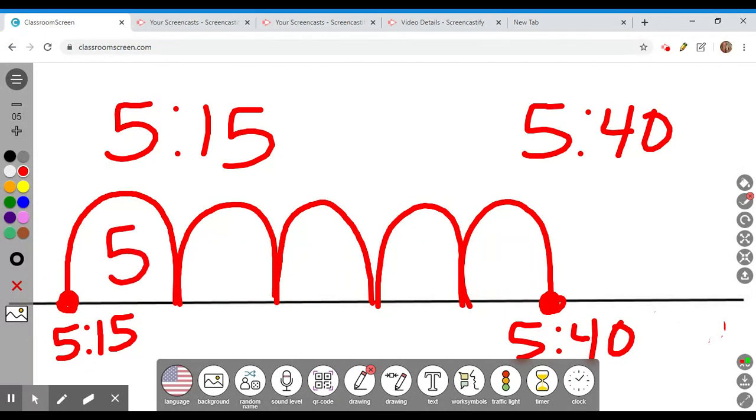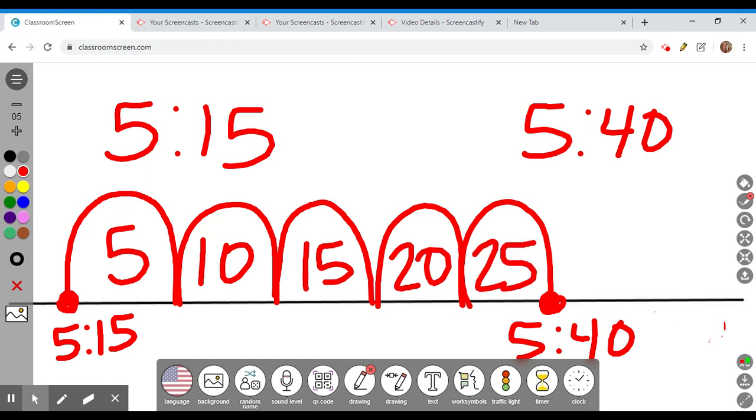And now we're going to count to see how far along the number line we moved. So this would be 5 minutes, then 10. Here would be 15, 20, and 25. So the answer to the question, how long did this event occur, or how long did it last? Our answer would be 25 minutes. So again, we would not write a time as an answer or say a time. Our answer would be 25 minutes.